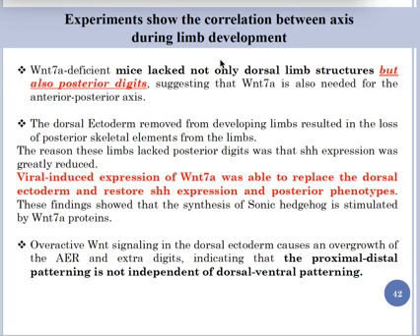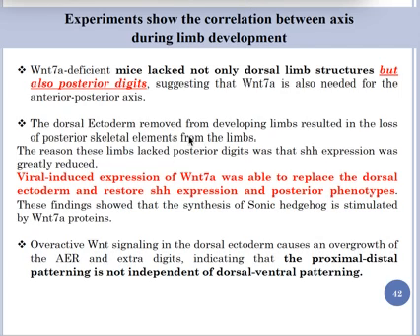So now I will give you an idea about the correlation between the different axes during limb development. Wnt7a, as I explained before, is important for the dorsal-ventral axis growth of the limbs. So mice deficient for Wnt7a lacked not only the dorsal limb structures, but they found that also posterior digits are lost in these mice. And this, of course, suggests that Wnt7a is also needed for the anterior-posterior axis.